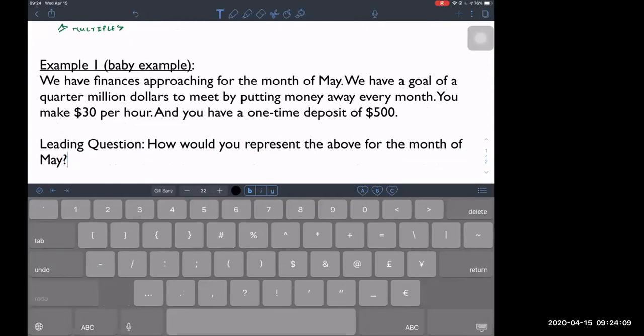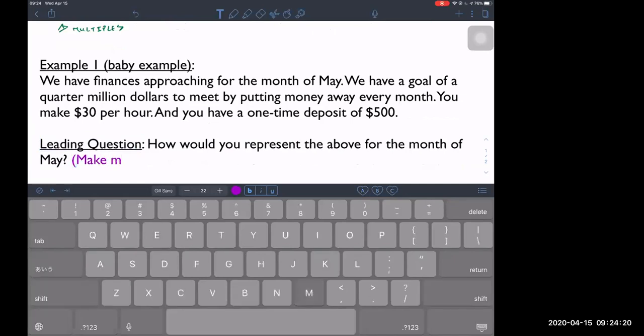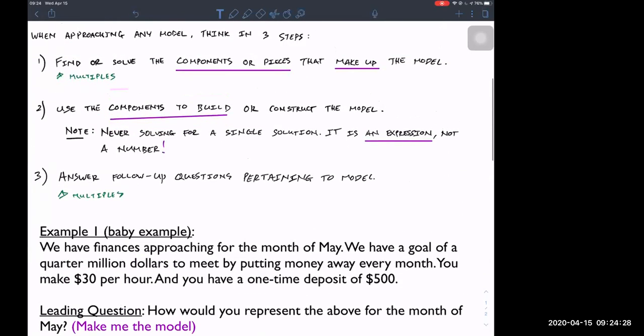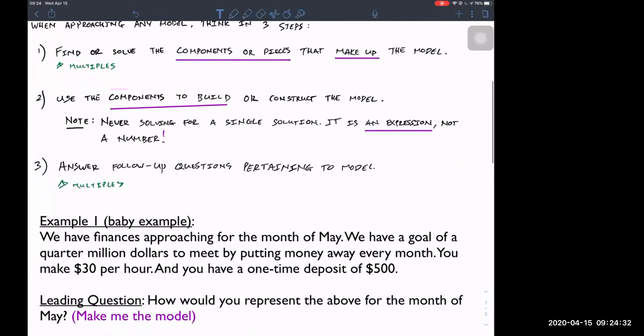Now, when you're reading this question, it will be phrased more or less the same every time. All you need to know is basically, this means, make me the model. Okay, so if you follow these same 3 steps right here, 1, 2, and 3, well, what's 1? 1 first says you're going to solve, quote unquote, or find the components that make up this model.